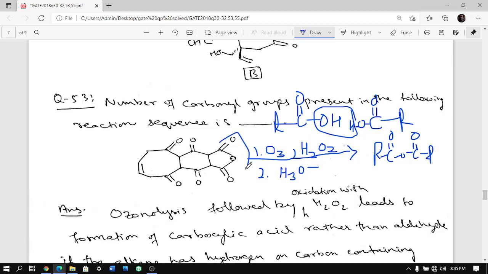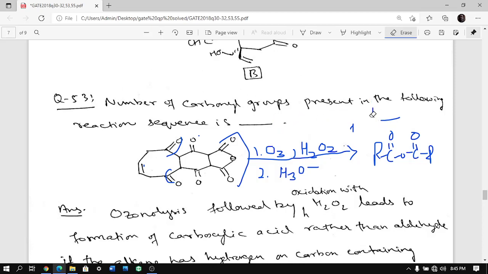So basically this is anhydride and you are having ketone and you are having alkene, and this is ketone, this is ketone. They are asking at the end how many ketones are left, and you are reacting with ozone. Ozonolysis you are doing in presence of H2O2 followed by H3O plus, right. So we know ozonolysis basically cleaves the double bond, breaks it and puts oxygen on both the places, right?